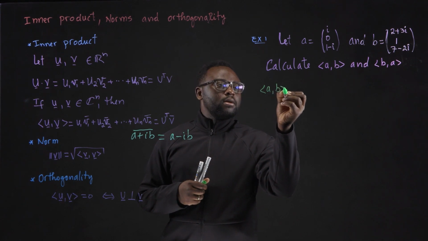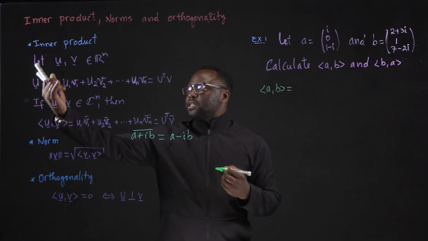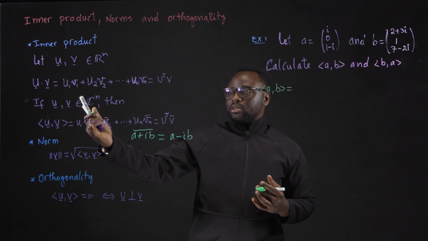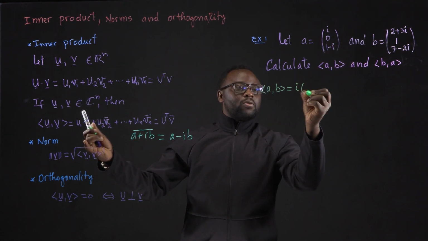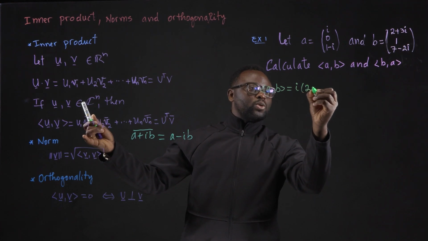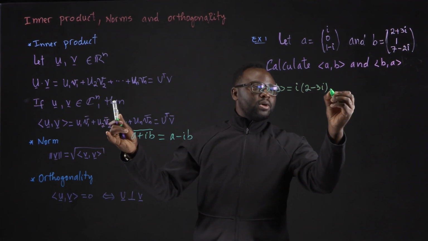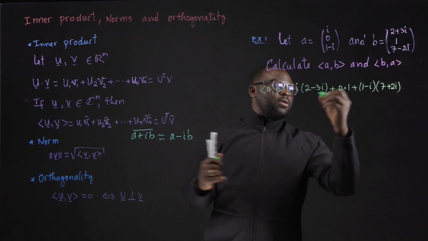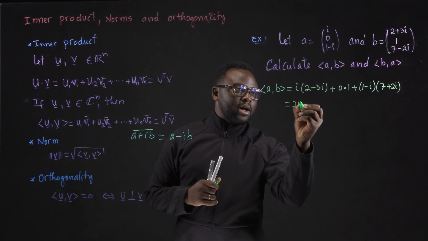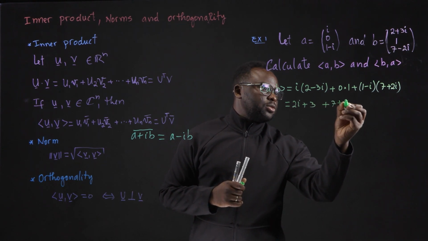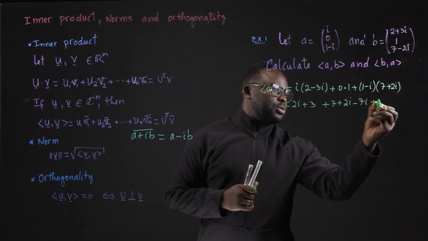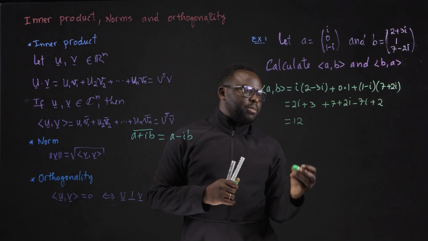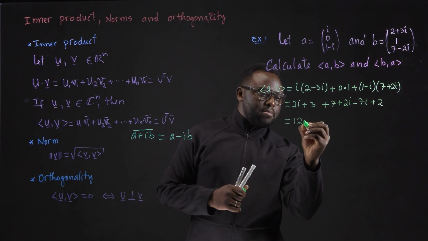So for a, b, we use the formula, and you see here that we are dealing with complex vectors, okay? So it's u1 times v1 overline. u1 here is i, and the complex conjugate of v1 is 2 minus 3i, right? Plus 0 times 1, plus 1 minus i times 7 plus 2i, okay? If you expand this, you have 2i plus 3 plus 0 plus 7 plus 2i minus 7i plus 2. So for the real part, we have 3 plus 7 plus 2, this is 12. And for the imaginary part, we have 2 plus 2, 4, minus 7, this is minus 3i.